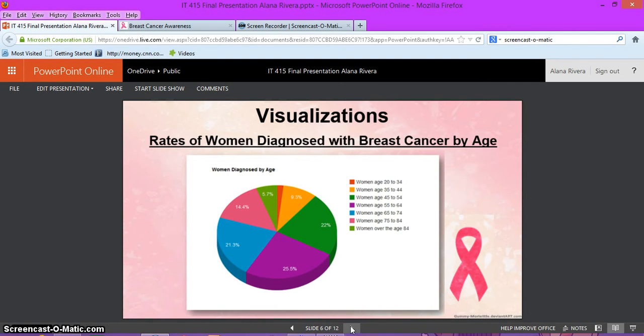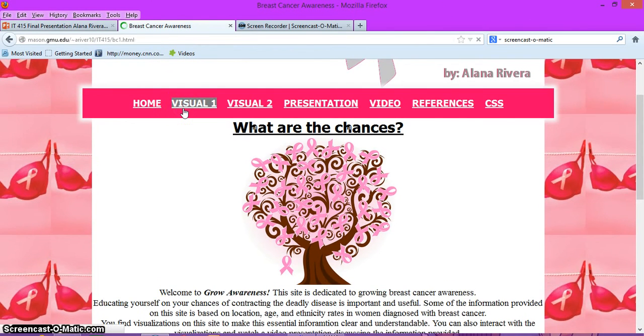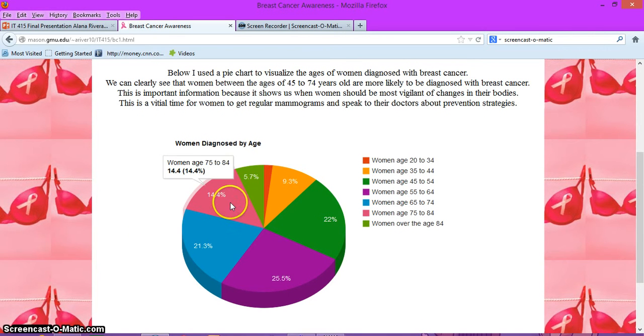So this is one of the visualizations that I created. It's a pie chart, it's interactive, and it's the rate of ages of women diagnosed. This is my website right here, which I'll show you again in a minute. This is the visualization in play. As you can see, when you scroll over it, you get a little bit more details of what this is a visualization of. I also feel like the pie chart was able to show us basically where women are at higher risk.